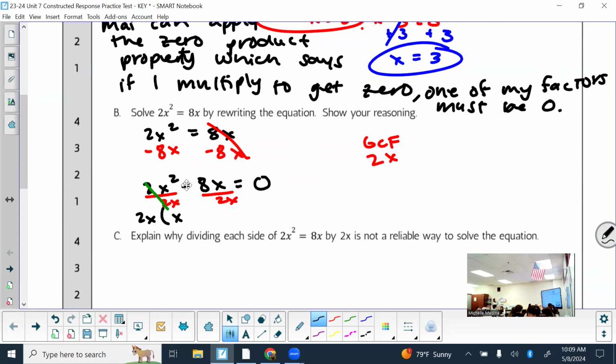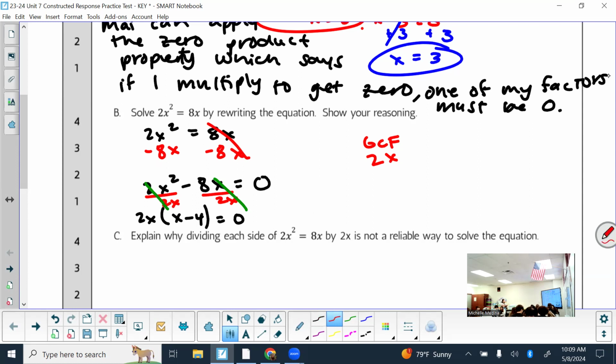Anyway, over here, x over x cancels. What's negative 8 divided by 2? Positive or negative? So this is me rewriting this into factor form so that I can solve it by the zero product property. If I were to distribute, 2x times x is 2x squared, 2x times negative 4 is negative 8x. So it's just me rewriting it.